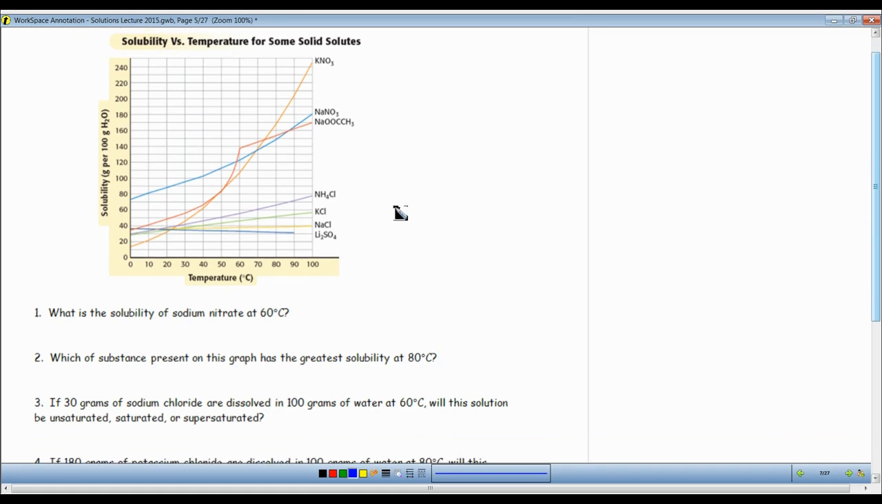So, some common questions: interpreting a graph. This reminds me of an ACT kind of question, where you just have to interpret the graph. The data is all there. What is the solubility of sodium nitrate at 60 degrees?